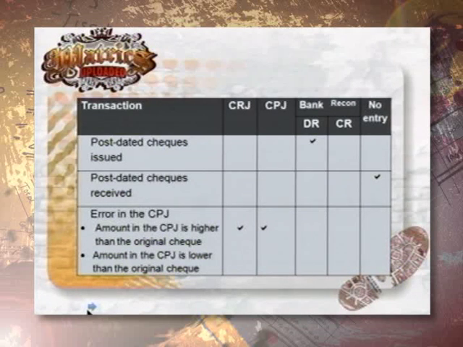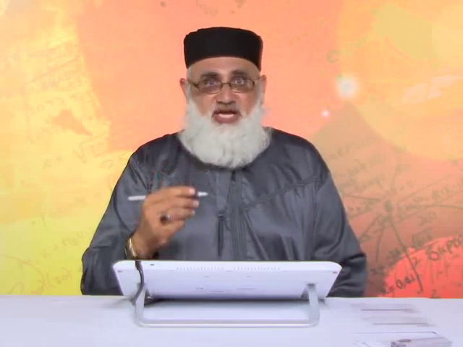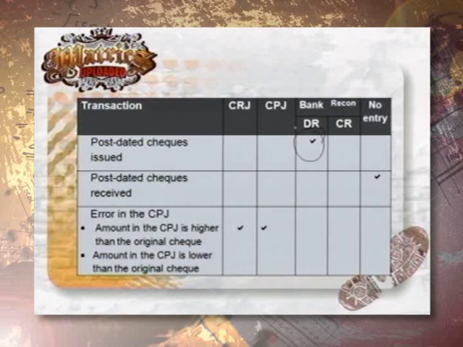Post-dated checks that have been issued. Now, what has happened? We have issued a post-dated check. In other words, there is no way that the person that we have given the check to can cash the check. So therefore, what's going to happen? It is in our books. It does not appear in the bank statement. Therefore, it's going to appear in my bank reconciliation statement as debit outstanding checks. Got that? Brilliant.